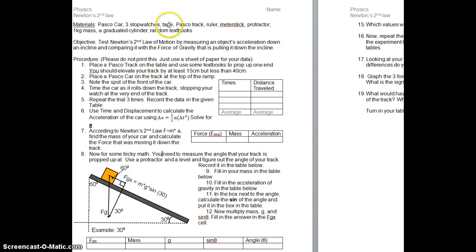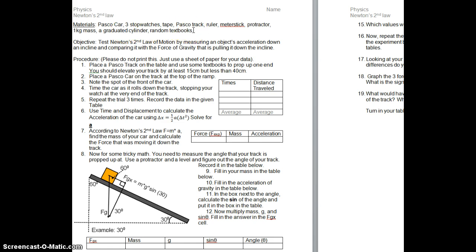Tape. This is just to mark where you're going to be. Pasco track. Those are on the windowsill. Please be careful of my plants. Ruler, meter stick, protractor is definitely something you want to get. 1 kilogram mass, graduated cylinder, random textbooks.